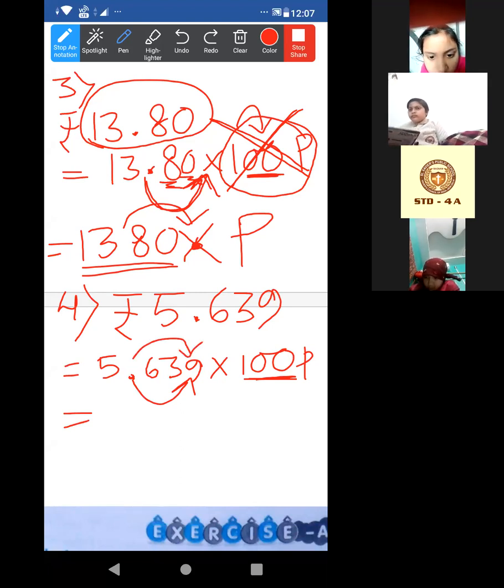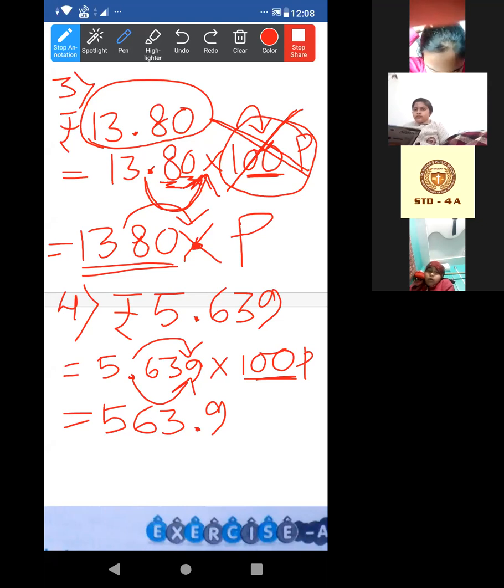Look, after 3, in between 3 and 9, it will come. Yes or no? Okay, now look, 563.9. Here this point is not at the last. So this point will not be removed. It will be here. This is paise. Understood or not? Is it clear? Just the point will move two places. One 6, another 3. Is it clear to everybody?